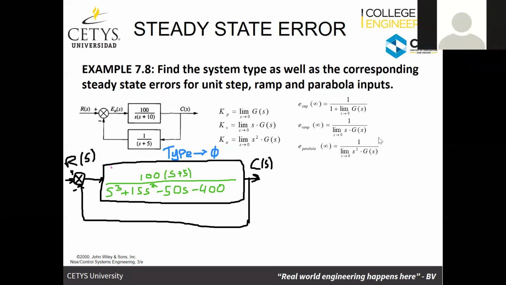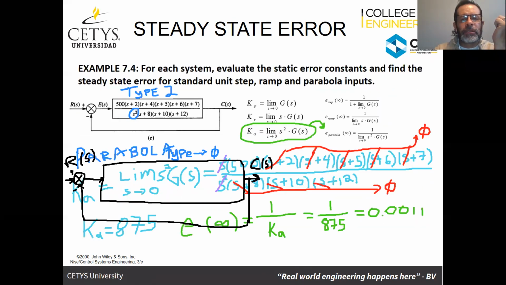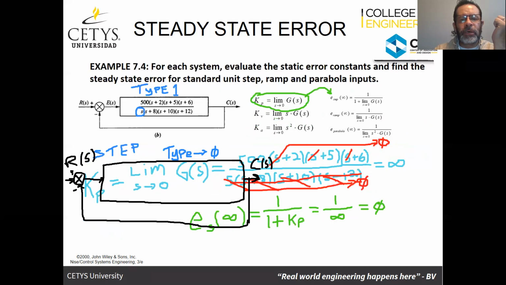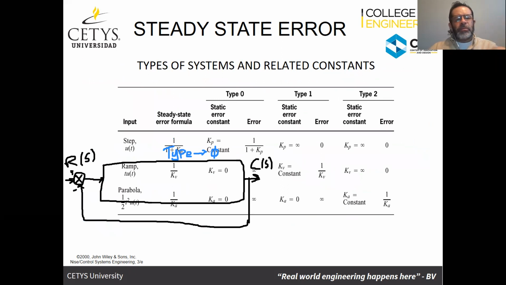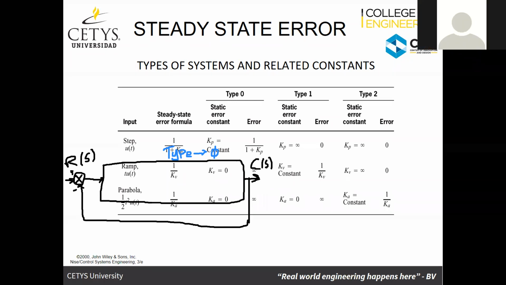Thank you, Pablo. I'm going to leave the drawing there. Let's go back over here to our table. I don't want to remove that drawing, so sorry about that. If it's a type 0 system, the constant error is going to be for the step, and the rest are going to be infinite.